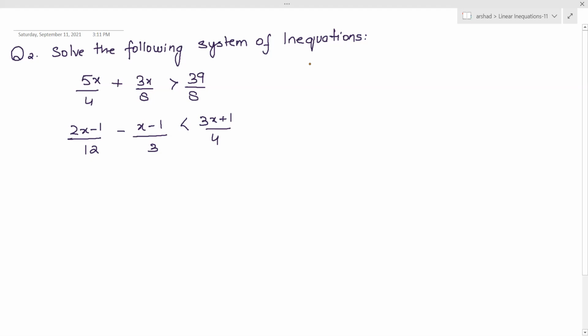Sir, in the equation, is it 8 or 5? This is 8. This one is 5. This is 8. This is 8. Okay, Rishan?